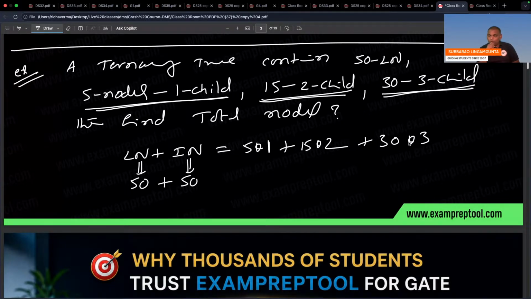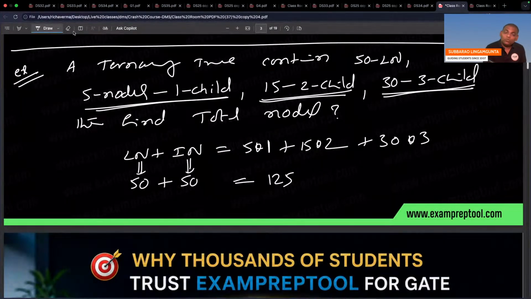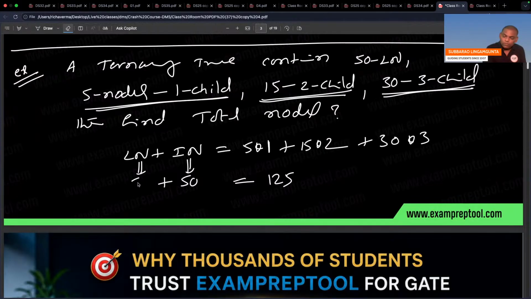So you will get to know clearly. 30 people are having 3 children. So 30 into 3 is 90. 90 plus 5 plus 30 is 35, so 90 plus 35 is going to be 125. This is 125. Check properly. So the leaf count should also be 125. So it should be 75, otherwise it is not possible.